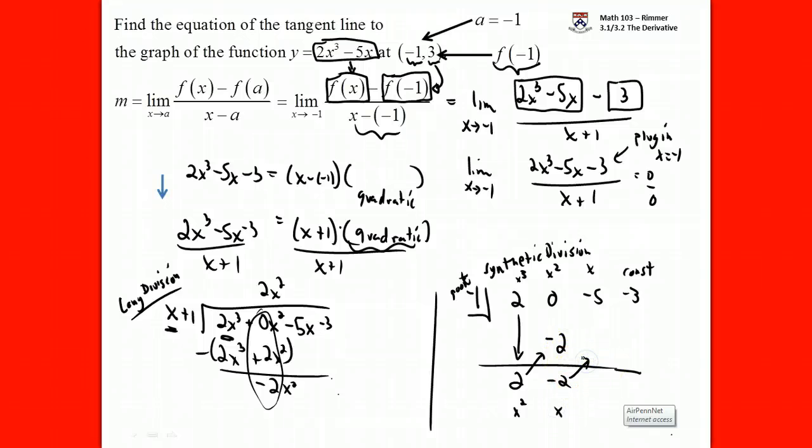Then we do it again. We multiply by -1 to get a +2. And we add vertically to get a -3. We multiply by -1 again.